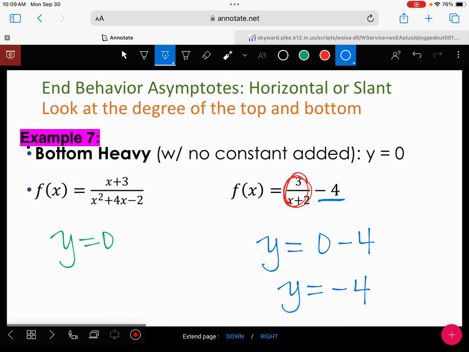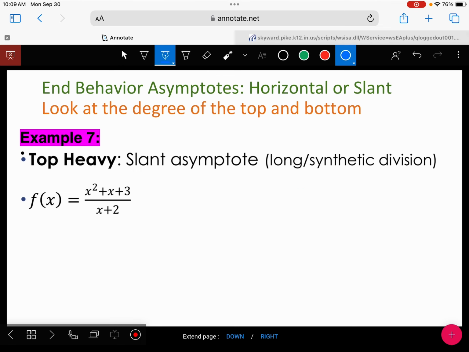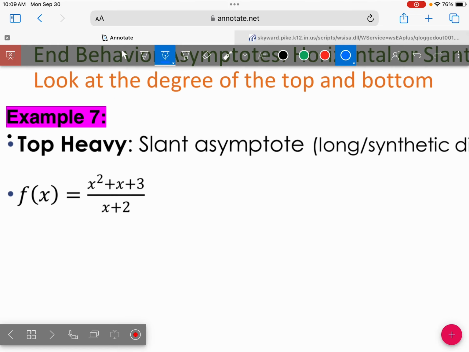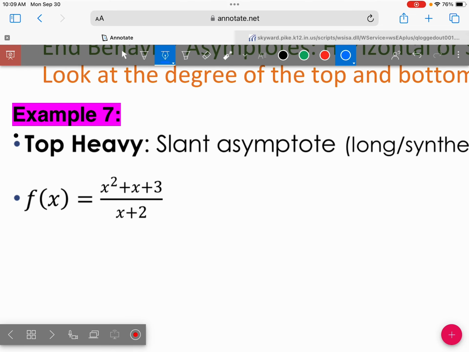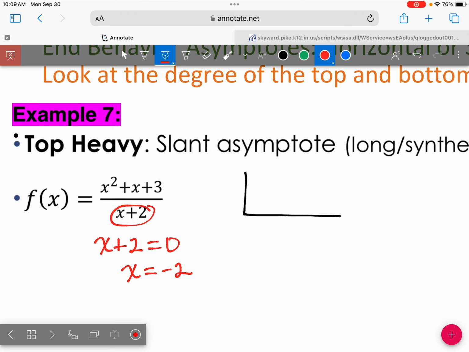And then lastly, we have our top heavy. So we have a higher exponent in the numerator, and this is where we have to do synthetic division. When we do our synthetic division, we make our L. We take our denominator, we set that equal to 0, and that'll give us x equals -2. That number goes here. And then we list our coefficients: 1, 1, 3.